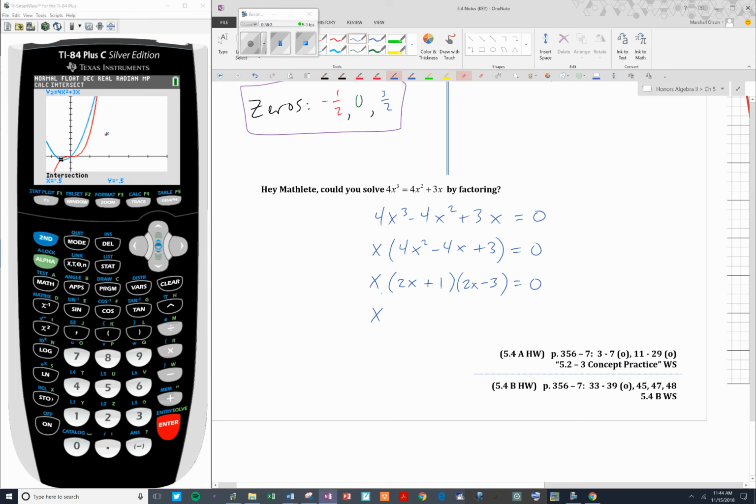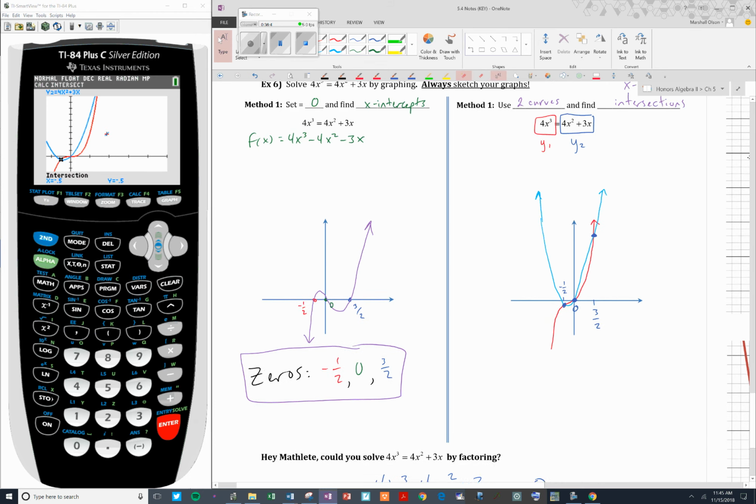So I'm going to set each of these equal to 0. I get x equals 0 from this one. That's why we couldn't divide by it. We didn't want to lose that answer. From this one, we get x equals subtract 1, divide by 2, -1/2. And then from this one, we add 3 and divide by 2, and we get 3 halves. So this was also solvable by factoring, and we get the same exact zeros that we did when we graphed it.